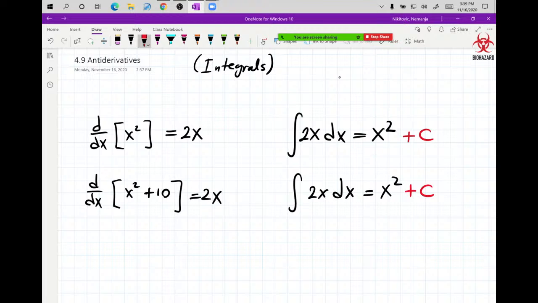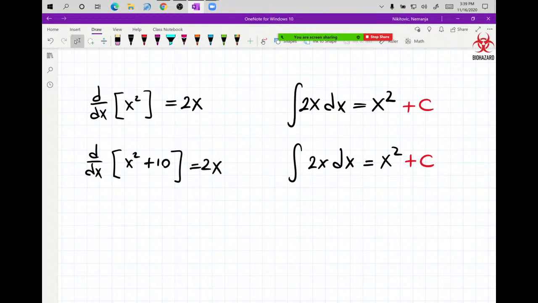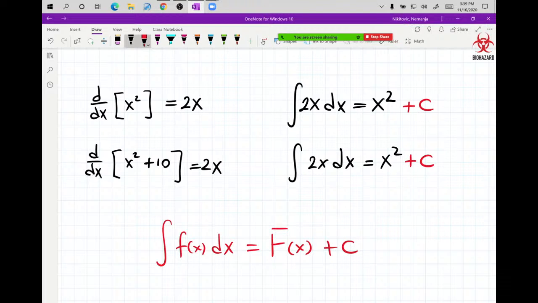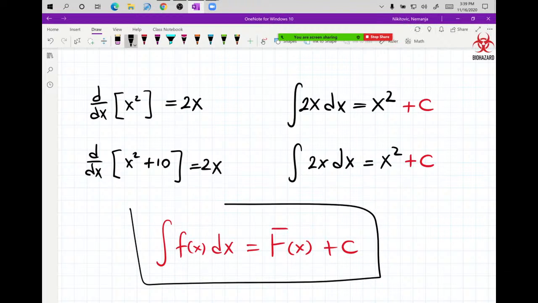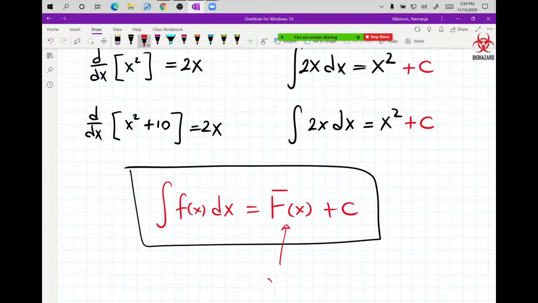Now, given that we have this situation, I can write somewhat of a formula: the integral of f of x dx is going to be capital F of x plus c, and this capital F of x will be known as the antiderivative.